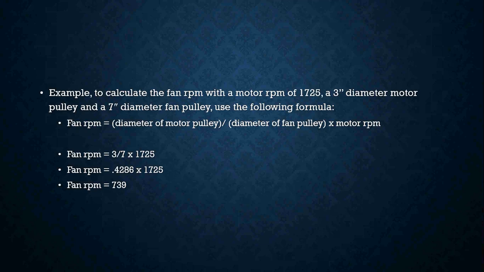3 divided by 7 is going to give me 0.4286. And we're going to multiply that by 1725. So 0.4286 times 1725 is going to give us 739 RPMs. That would be the calculated RPMs that we would need to make sure that our motor is running at.